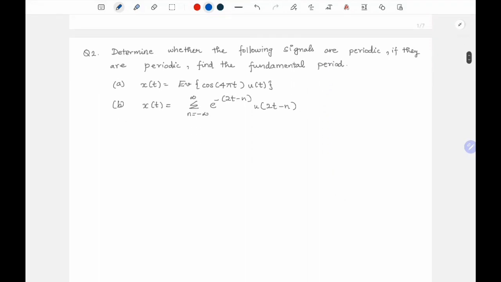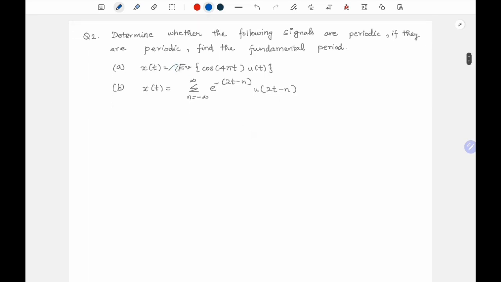Determine whether the following signals are periodic. If they are periodic, find the fundamental period. Okay, so the first signal we have is x of t is equal to E1 of cos 4 pi t u of t. Okay. So x of t is E1 of cos 4 pi t u of t.